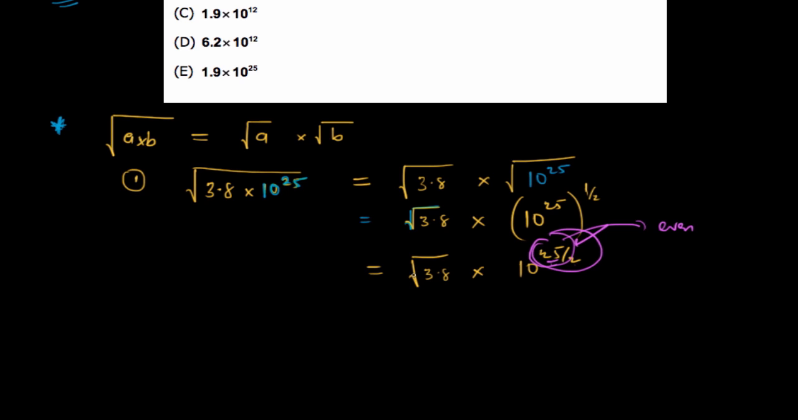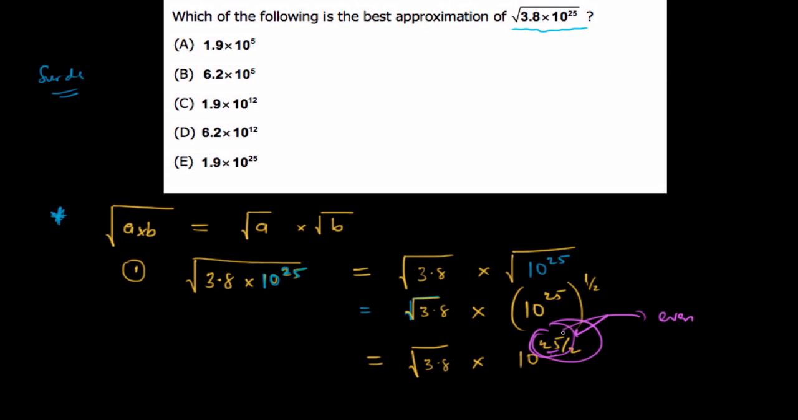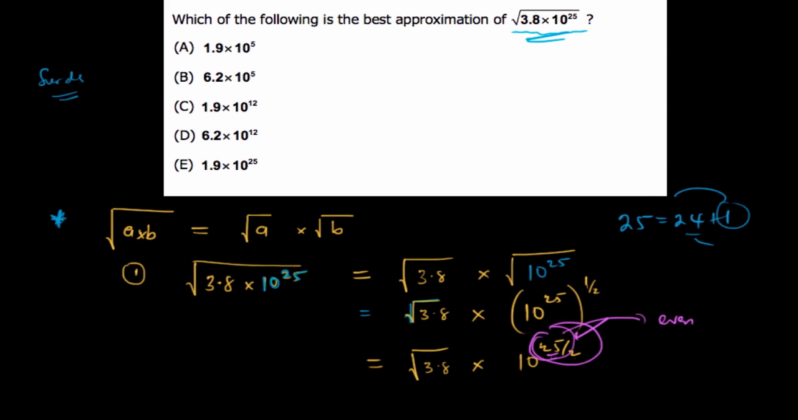What I'm going to show you next is the efficient way of solving this kind of problem, and that is to break 25 down. I'm going to break 25 down into 24 plus 1, so that 1 goes to one side and 24 goes to the other side, so that 2 can successfully divide it. And then we'll see how we can do that. So I'm going to write this problem down again.